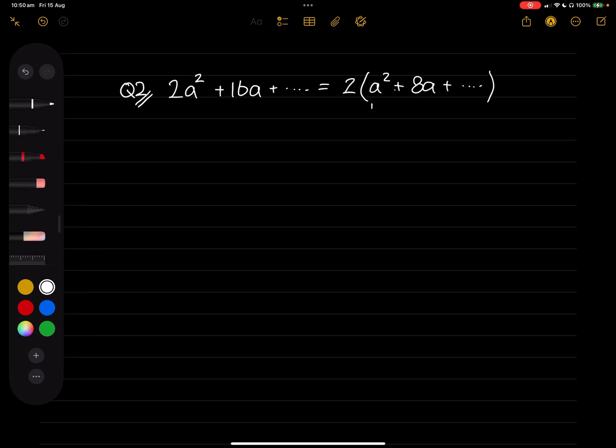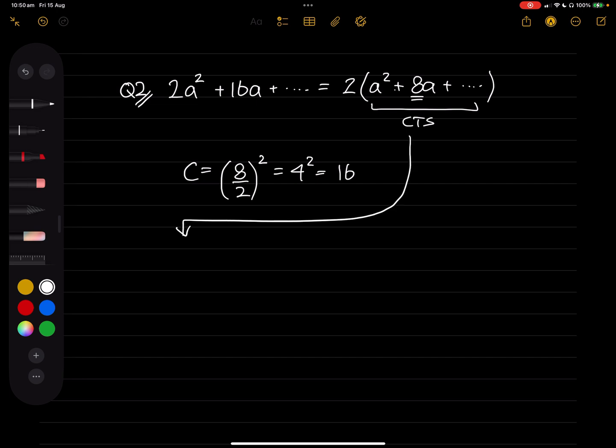Now we're going to complete the square for the bracket. So c is going to be equal to the number in front of the a term, 8, divided by 2, squared. So 8 divided by 2 is 4, this is 4 squared, this is 16. So we have to add 16 inside the bracket. So this whole thing becomes 2 times a squared plus 8a plus 16.